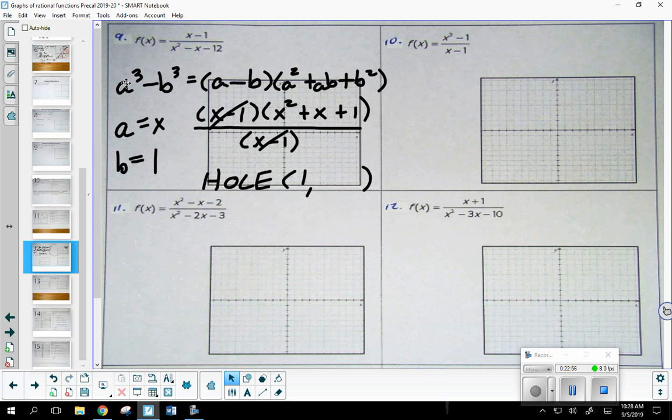Take that x that I found and just plug it into every remaining x. So 1 squared plus 1 plus 1, that's x squared plus x plus 1. Well, that's just 3. So it looks like our hole occurs at (1, 3). There are no asymptotes here, and it's going to turn out there's no intercepts. We don't have to do the same steps that we were doing for rational because it's not a rational any longer. It's a quadratic.